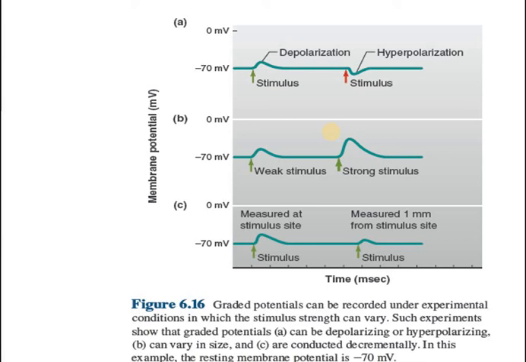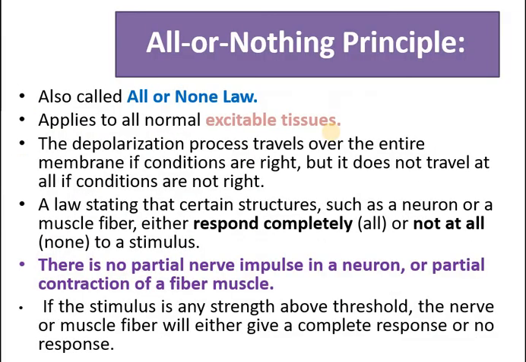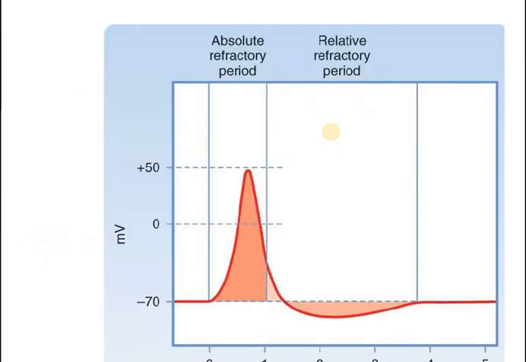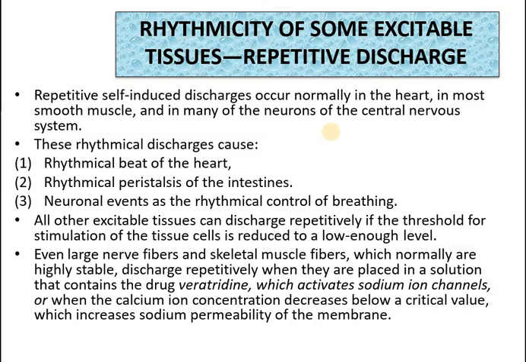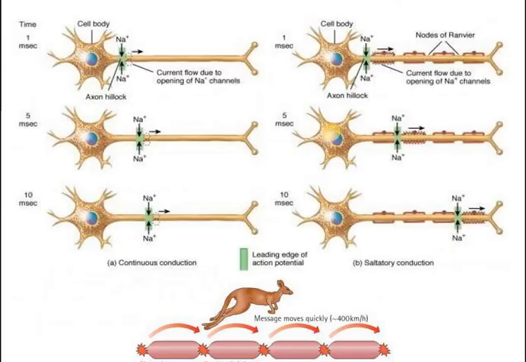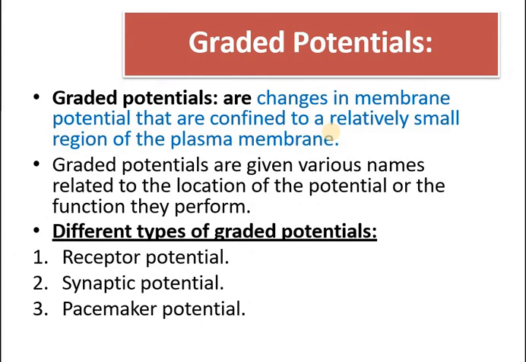This is not very important from your examination point of view, but the things we have discussed, the all or none law, refractory period, plateau in some action potentials, rhythmicity in repetitive discharges, and conductivity, these are important. These are some characteristics and features of your nerve which it normally possesses and how it behaves in different sets of stimulation and environment.